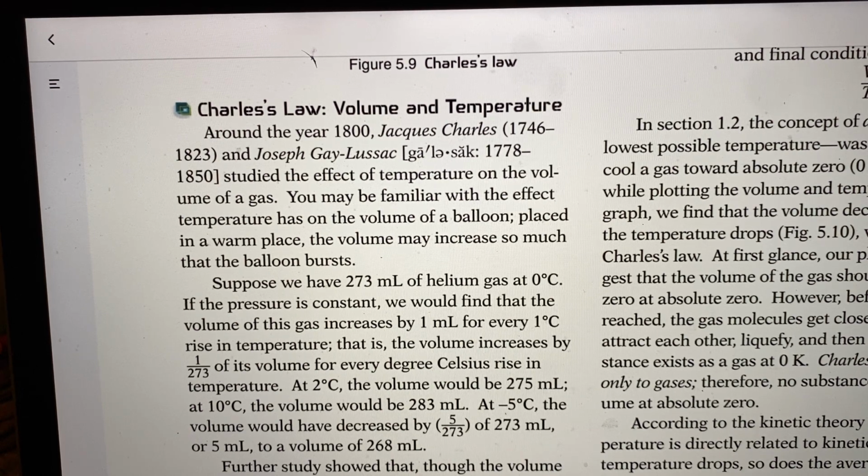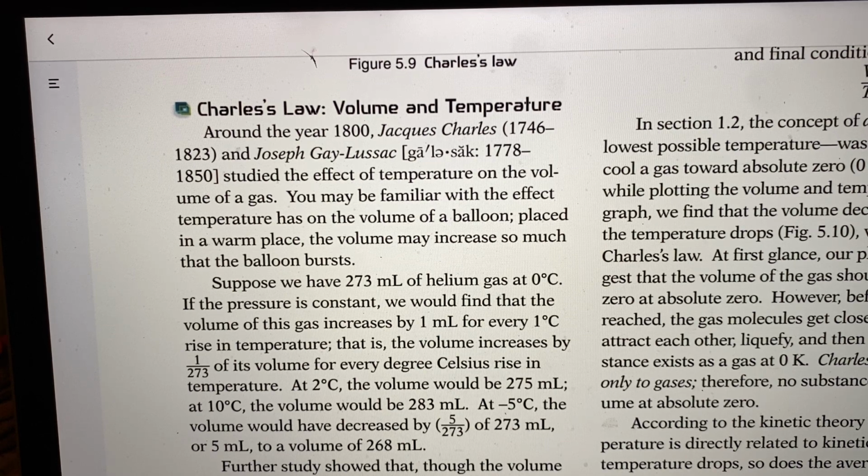So back around the 1800s, Jacques Charles. His last name was Charles, Jacques Charles, and he lived in the 1700s, 1746 to 1823. And a scientist that was working with him too was named Joseph Guy Lussac. Joseph Guy Lussac lived in the same time, 1778 to 1850, so he was younger. And working together, they studied the effect of temperature on the volume of a gas.